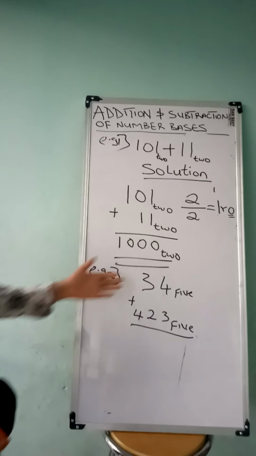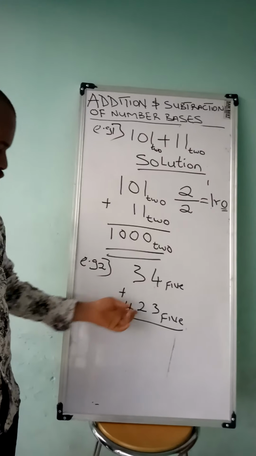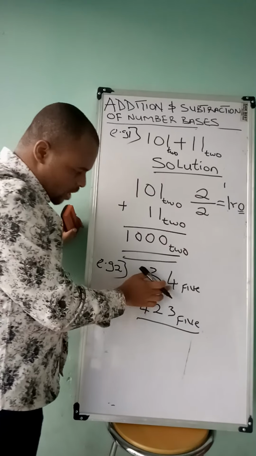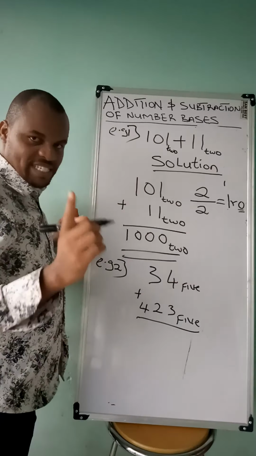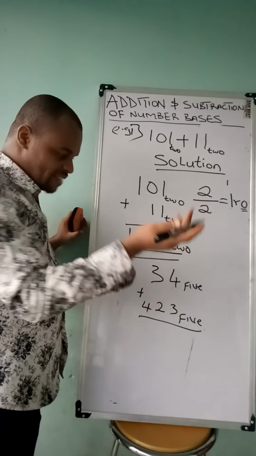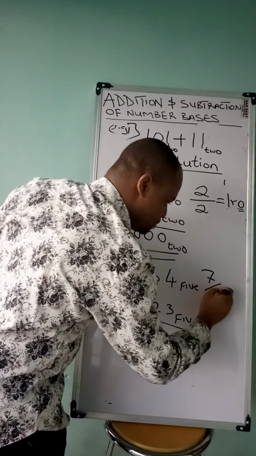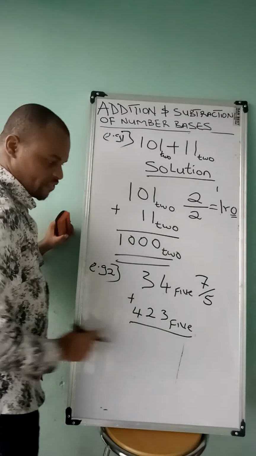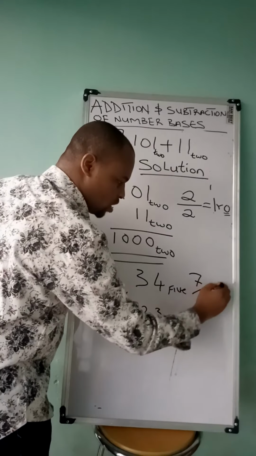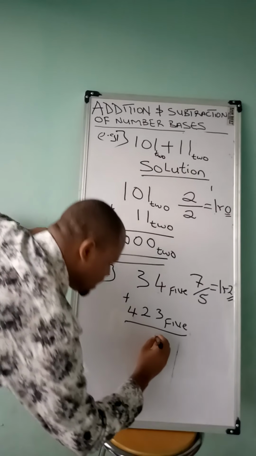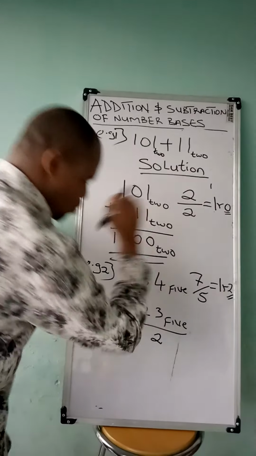Alright, we are given 34 in base 5 plus 423 in base 5. We are working in base 5. 4 plus 3 is what? 7. Can I have 7 in base 5? The answer is no. So I have to divide by what? The base I am working on, which is 5. 5 into 7 is what? 1, remainder what? 2. I'll write this remainder 2 and carry 1.